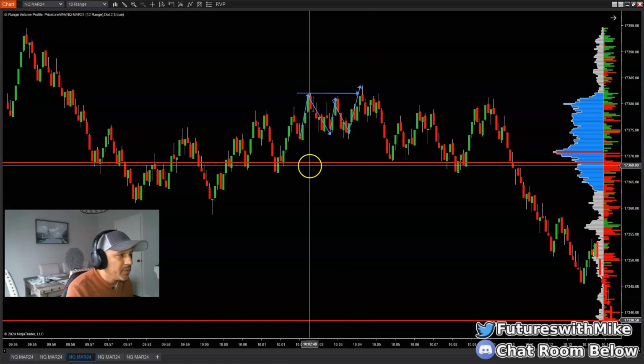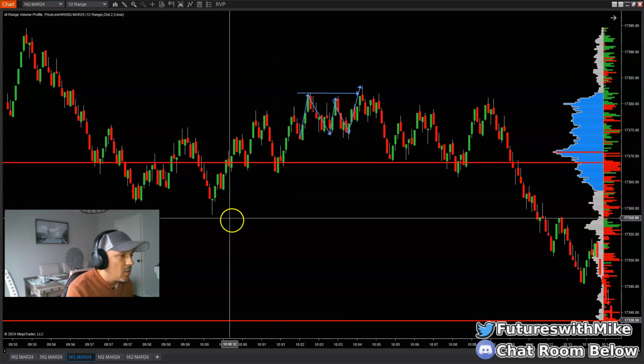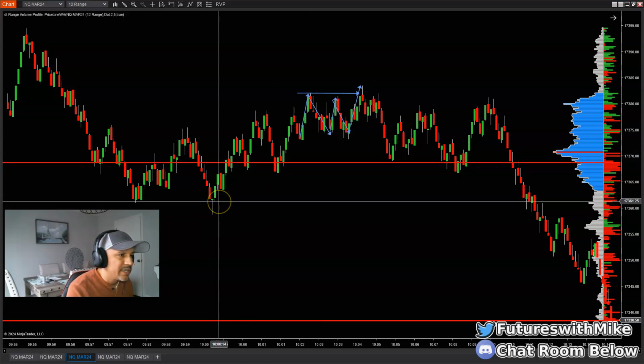Where are you aiming for? You can aim for this area of liquidity right here, or you can aim for the low right here where there's liquidity resting as well.